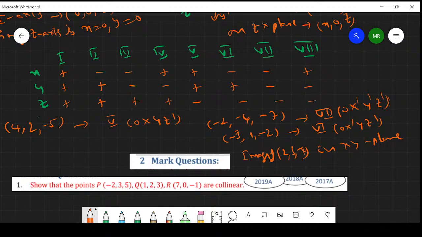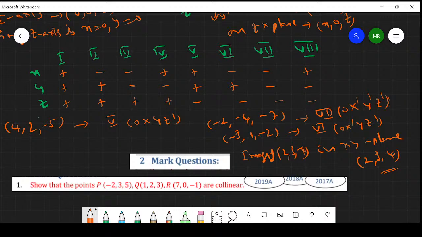Directly we can write the image of 2, 3, minus 4 in the xy plane, because this is the xy plane. The image in the xy plane I can write as 2, 3, 4. Directly I can write it like this, simplified.